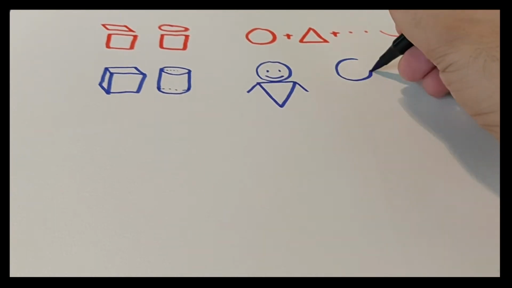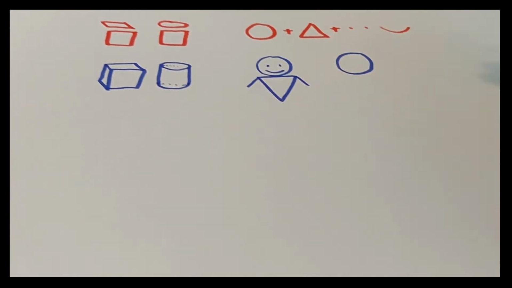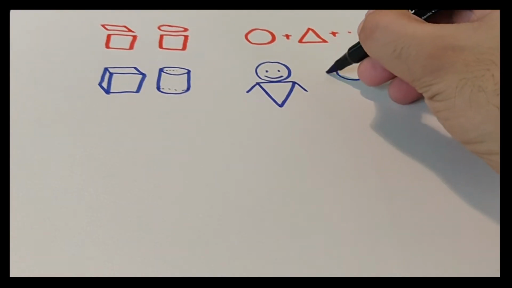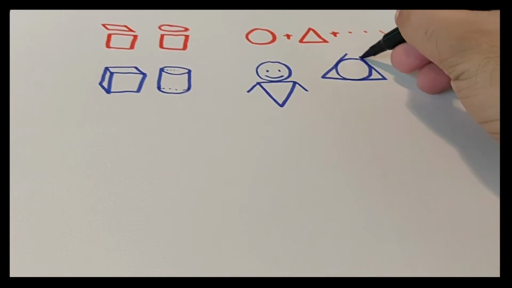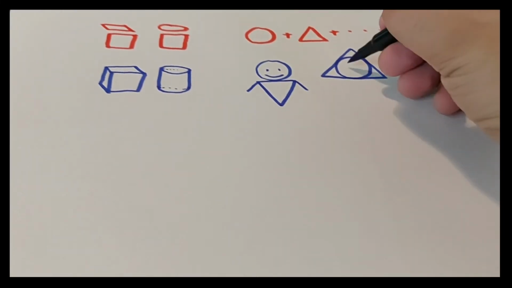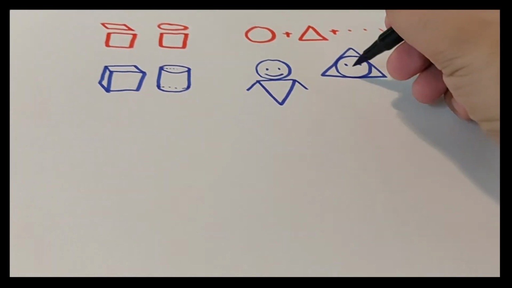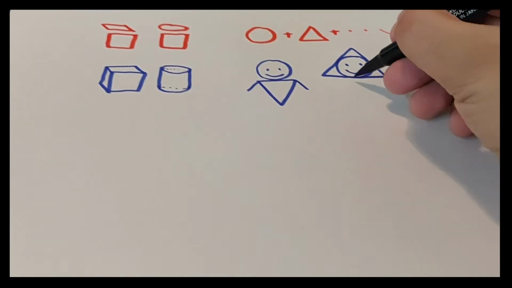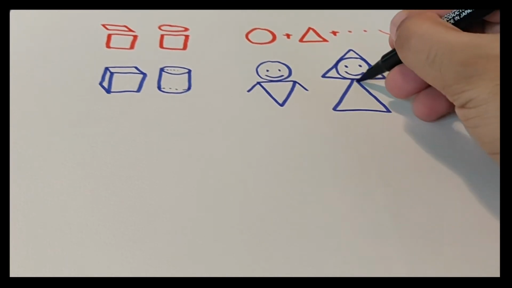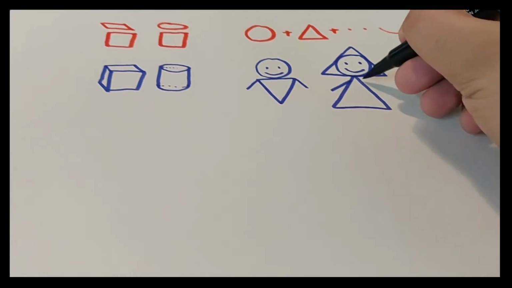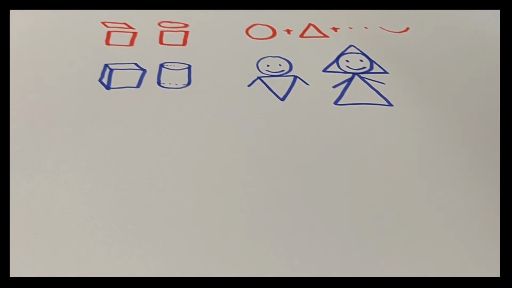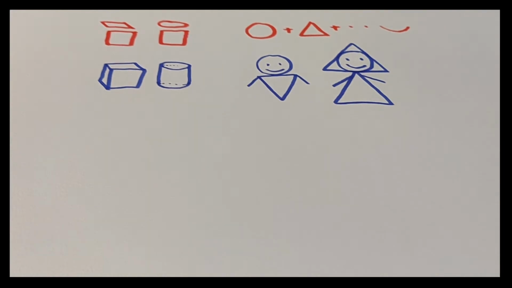Similarly, if I do a triangle masked around a circle, I add 2 dots over here and add a smile, add another triangle at the bottom, add 2 lines, I get a girl. These are very basic shapes that can be used to create some very simple shapes.